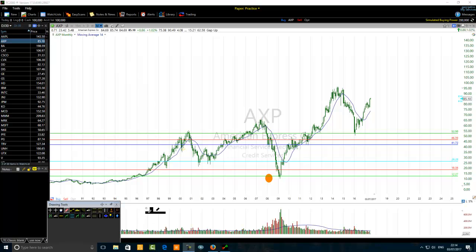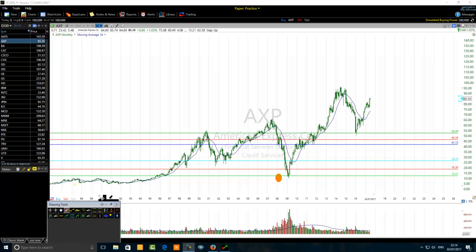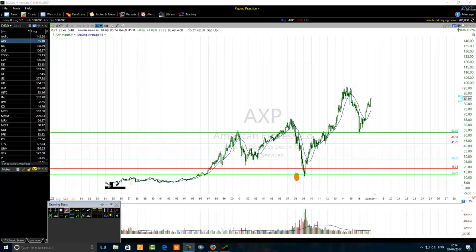So the internal waves of the flat correction are 3, 3, 5. The flat correction is an Elliott wave corrective pattern that usually takes place at the end of a trend. So here we have a bullish trend.